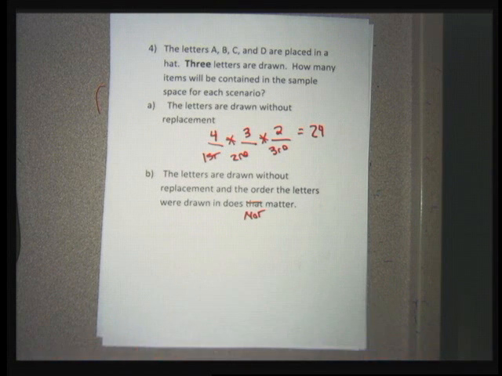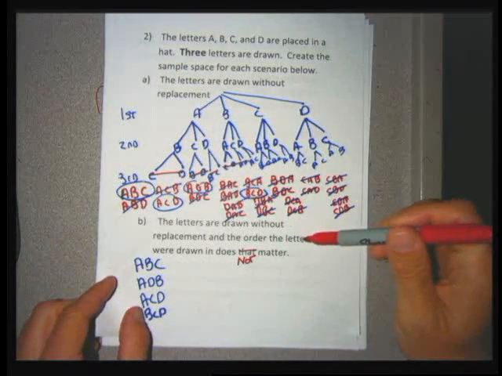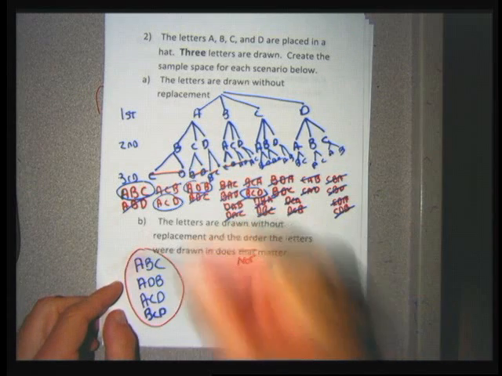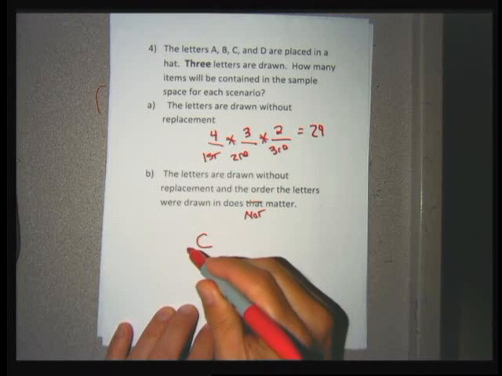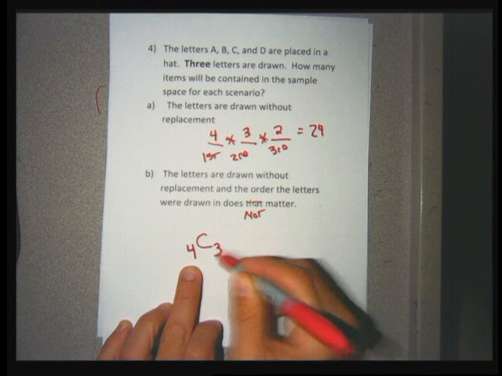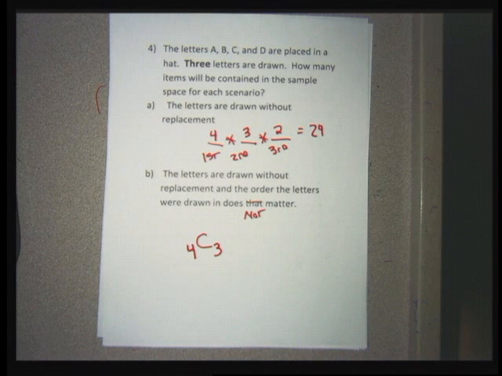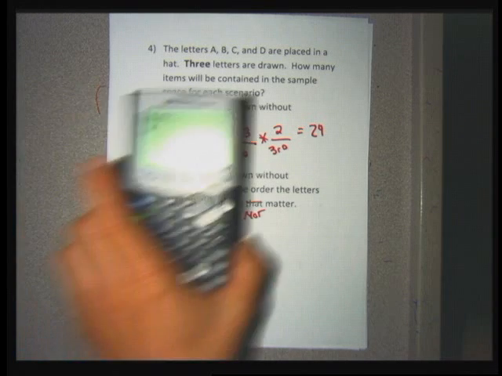Part B says how many items are in this sample space where the letters are drawn without replacement and the order the letters were drawn doesn't matter. The answer is 4. And in order to get that without having the sample space listed, I'm going to make this a combination problem. There were 4 letters. Of the 4 letters, I'm picking 3 of them. And I wasn't allowed to use a letter more than once because the letters weren't being replaced. And the order that I wrote the letters in doesn't matter. So I'm going to call this 4 choose 3.